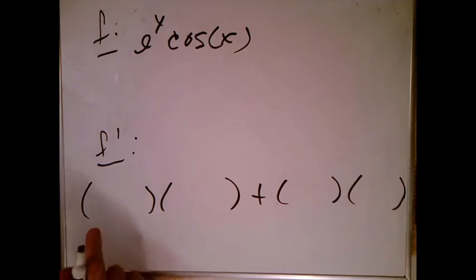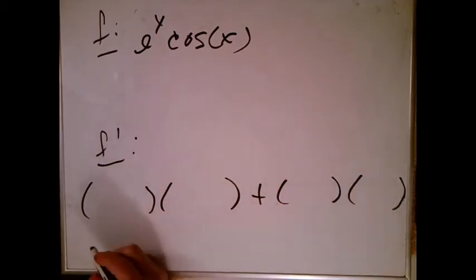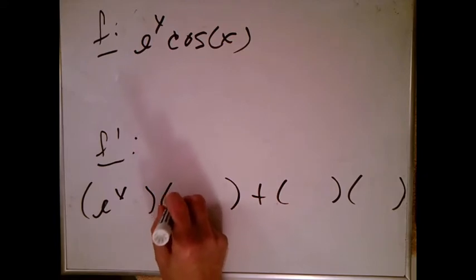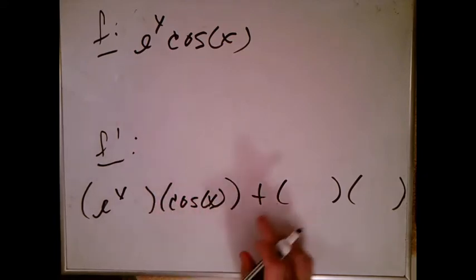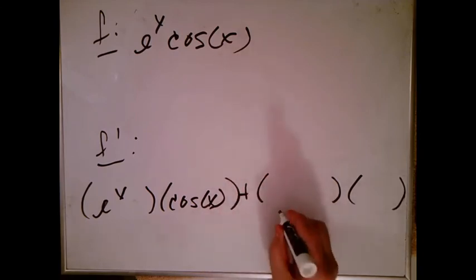The rule says it's going to be the derivative of the first times the second plus the derivative of the second times the first. And we're going to start filling stuff in. The derivative of the first is just e to the x. The second is just cosine. The derivative of the second is going to take a little bit of thought. The derivative of cosine is minus sine.